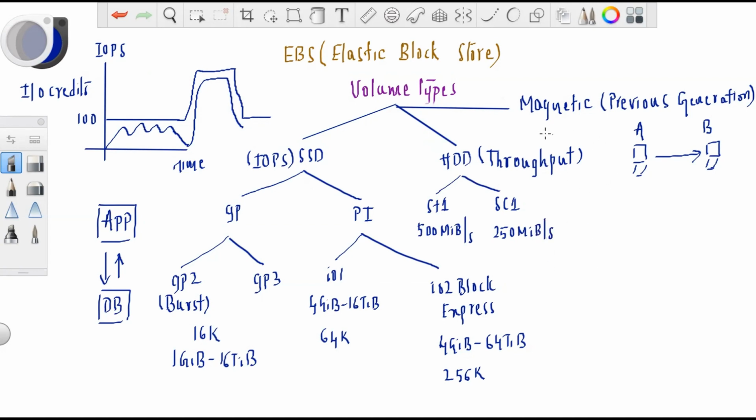And finally, we have magnetic volumes, which are also utilized for less frequently accessed workloads. However, as they belong to the previous generation of the volumes, AWS recommends opting for cold HDD over the magnetic volumes. So in conclusion, understanding these EBS volume types allows users to make informed choices, optimizing performance and cost effectiveness for their cloud-based storage needs on AWS.